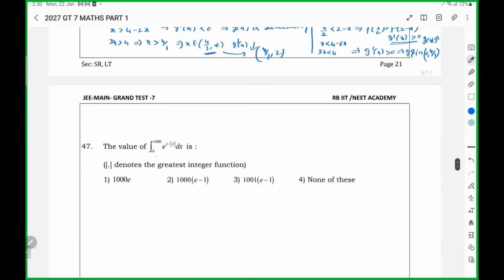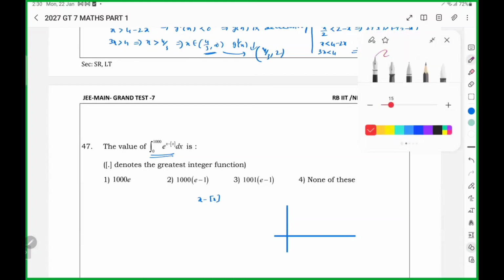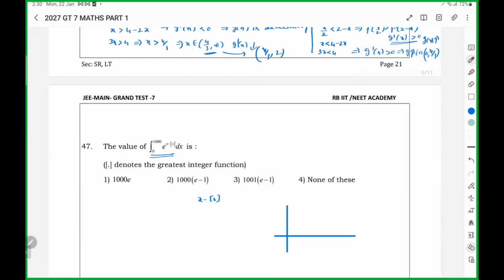Here it is a periodic function, the x minus step x graph. If you consider it, the graph will be like this. So it is periodic, and after one unit the graph repeats. So this is the function: f of x plus 1 should be f of x.